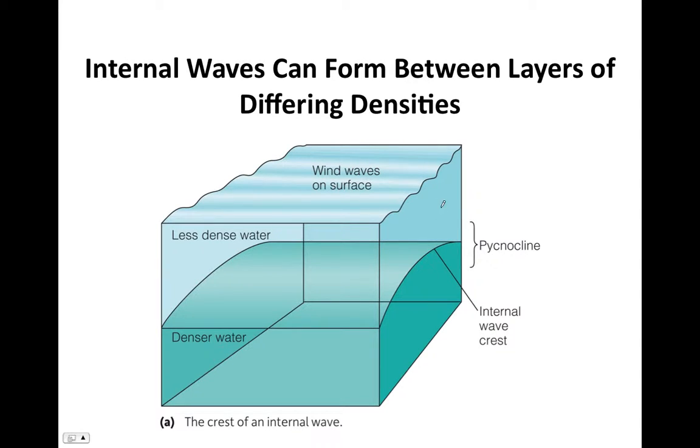But at the base of the pycnocline, you have the less dense, shallow water above the denser, deeper water. And that density contrast sometimes allows for waves to form at the base of the pycnocline. That's called an internal wave. And these are hard to sense or to measure, but they do occur in the ocean, these internal waves.